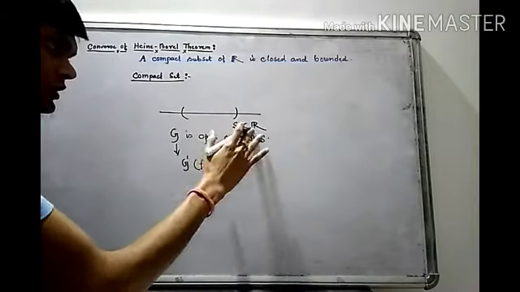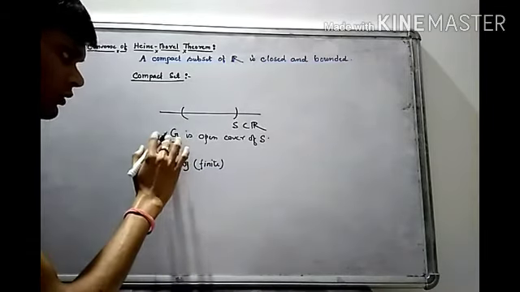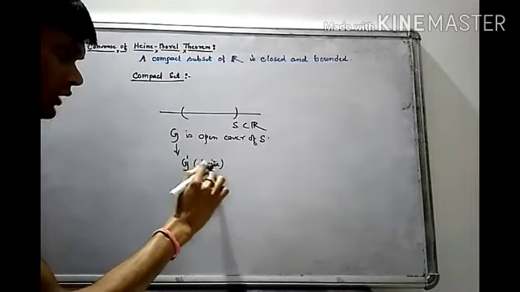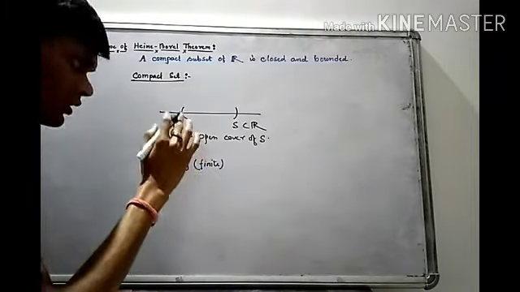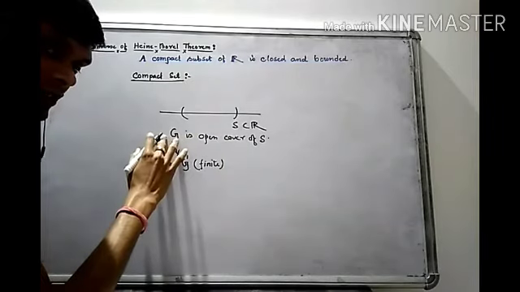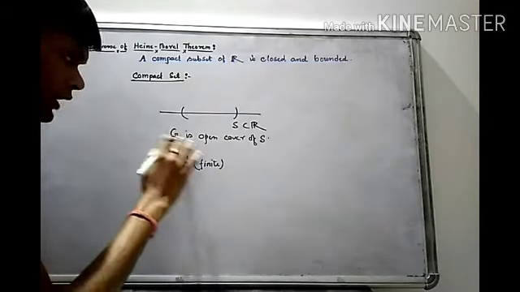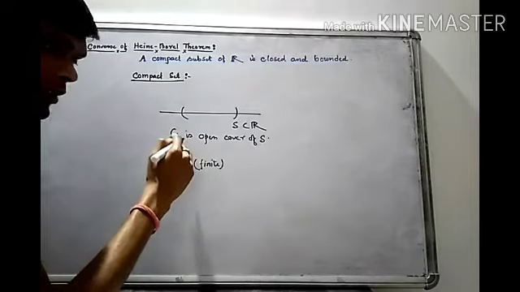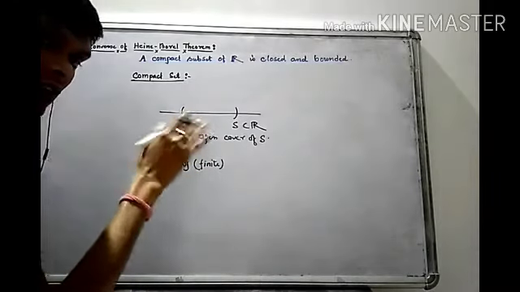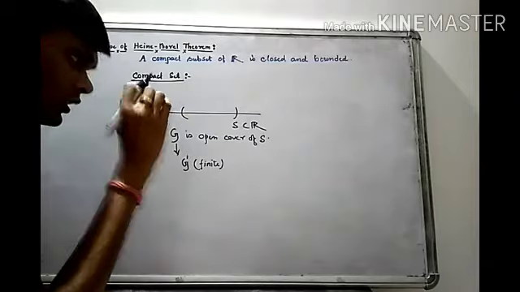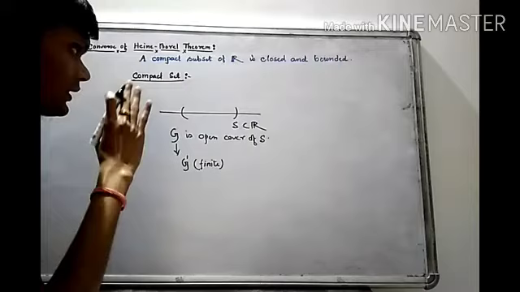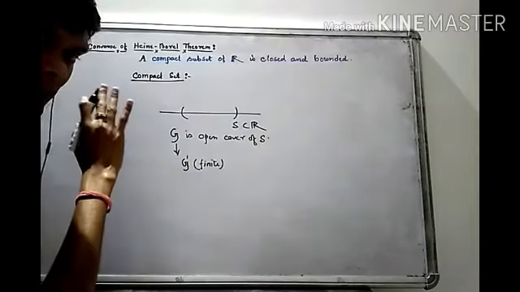So what is the compact set? This is your S, which is a subset of R. Now this G is the open cover of S. What we have to take is a finite number of elements from this script G. Now if that finite number of elements also cover S, then it is called the finite subcover. Now if S has some finite subcover, then that set is called the compact set.